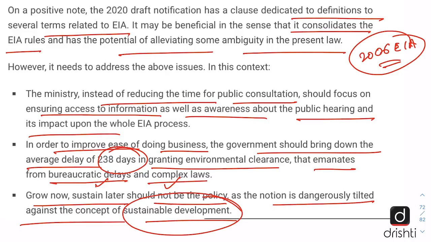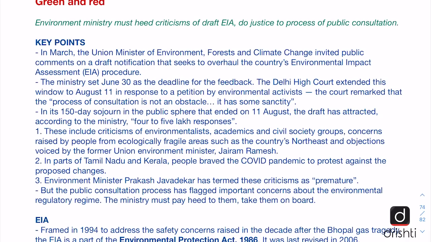So with this background, now let us look at the key points of the editorial. The editorial says that in March, the Union Minister of Environment, Forest and Climate Change invited public comments on a draft notification that seeks to overhaul the country's environmental impact assessment procedure. The initial deadline set by the ministry was June 30 for providing feedback by the public, but the Delhi High Court extended this deadline to August 11 in response to a petition by environmental activists.